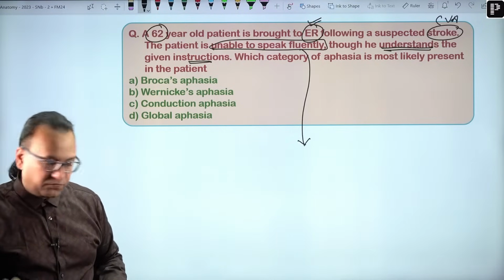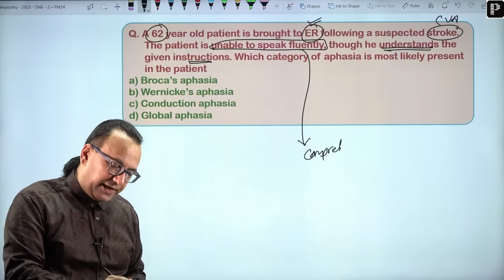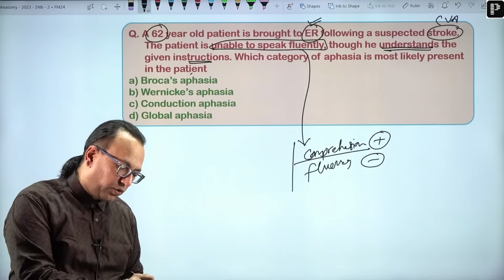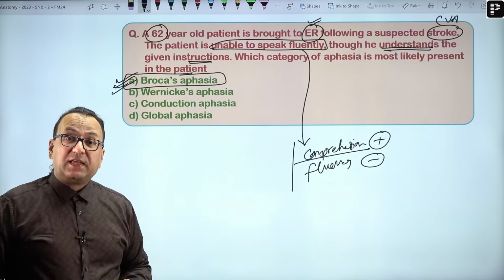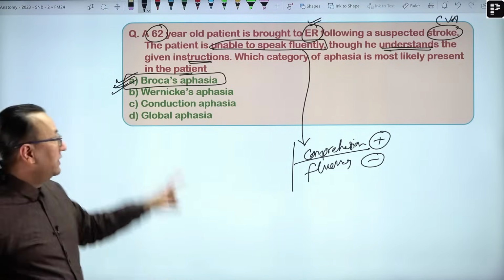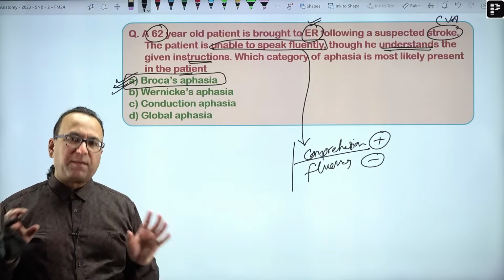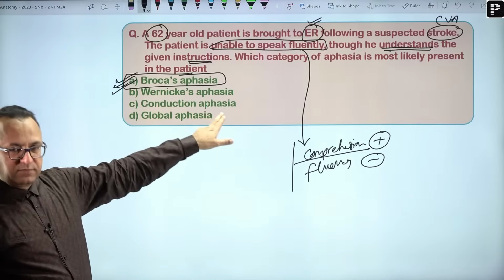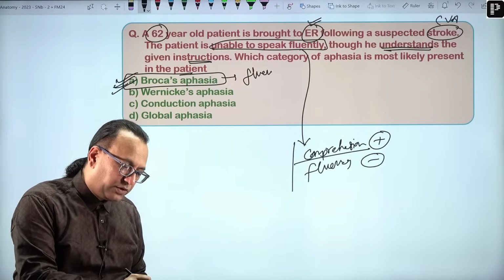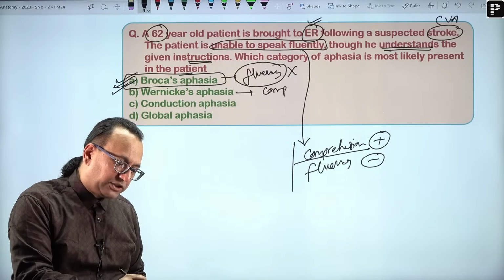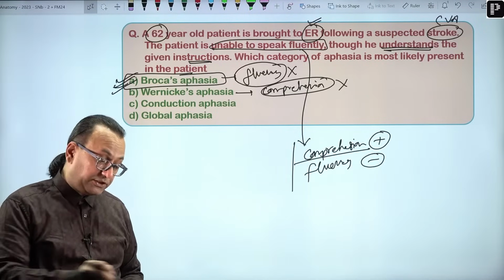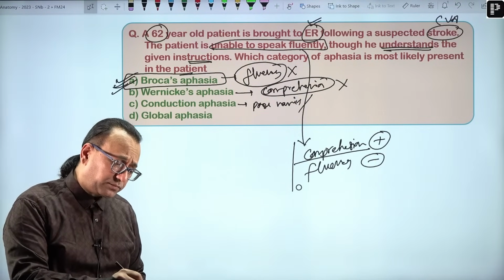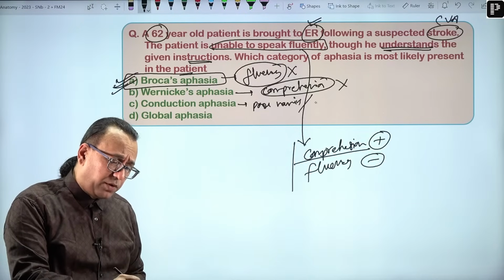Now, if this is a situation where you find that comprehension is intact and the fluency is compromised, then we know that it is a case of Broca's motor aphasia. If it was a problem with comprehension, then we will say Wernicke's sensory aphasia. And if both of them are intact, but there is a problem with poor naming or poor repetition of language, then we will say conduction aphasia. So in Broca's, the problem is with fluency. Fluency is gone. In Wernicke's, the comprehension or understanding is gone. And in conduction aphasia, both of them are intact, but there is poor naming, and you will see there will be poor repetition of language.